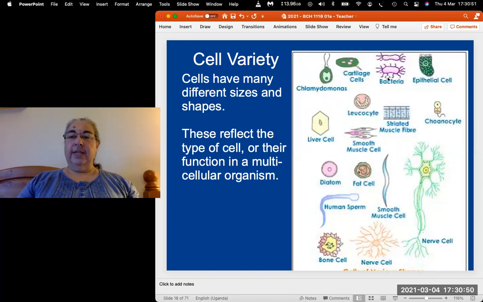Here are some single-celled organisms, some bacteria. Here is a Chlamydomonas, a blue-green algae. You can see just by looking that there are lots of different shapes and sizes and functions of cells. So when we look at a cell, we can see how their shape and their size reflect what sort of cell they are, what the cell does.